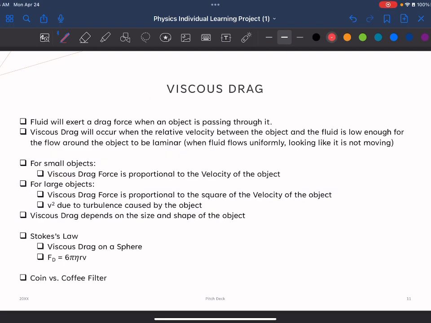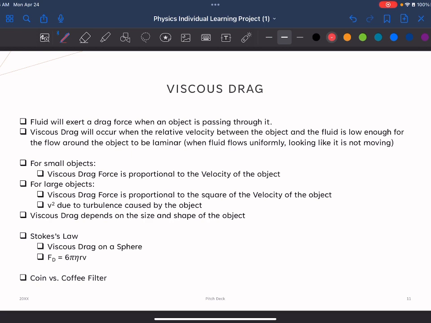So we also have viscous drag. Viscous drag is the force that a fluid will exert on an object when it's passing through it, which will slow down our object. Viscous drag will occur when the relative velocity between the object and the fluid is low enough for the fluid around the object to be laminar, which is when it basically will be flowing uniformly around the object. For small objects, viscous drag is proportional to the velocity of the object, whereas for larger objects, viscous drag is proportional to the square of the velocity of the object. The velocity squared comes from the turbulence that the object will cause. And so that means that our viscous drag depends on the size and shape of the object.